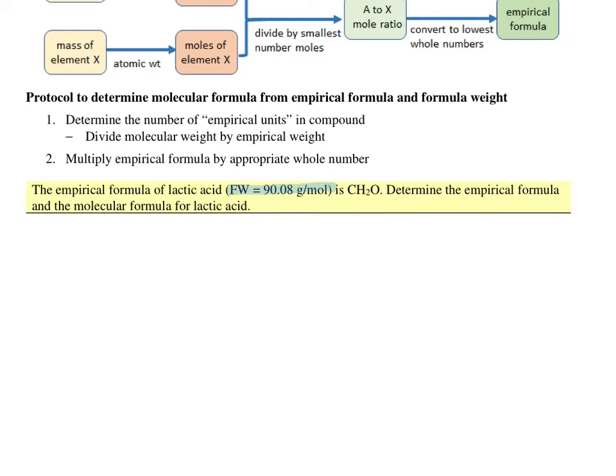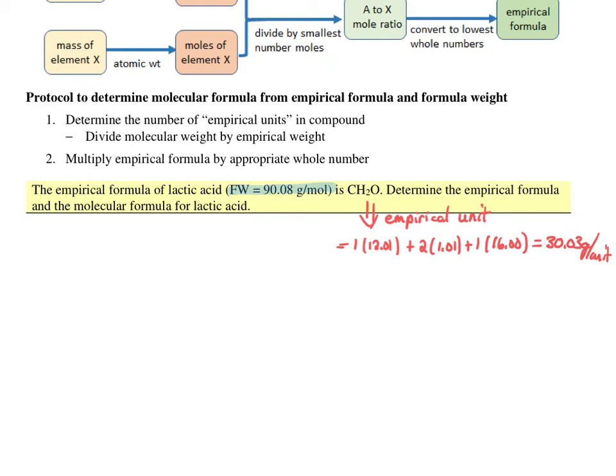From the empirical formula, I'm going to calculate what the empirical weight is, or what is the mass of one empirical unit. So we have carbon plus 2 hydrogens plus 1 oxygen. So this empirical mass, empirical weight, is going to be 30.03 grams per unit.